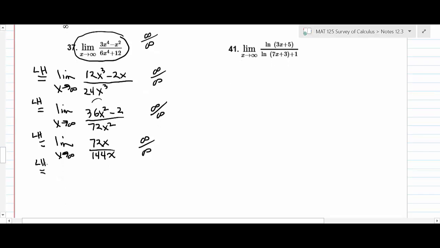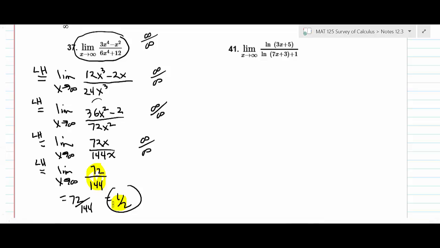Okay, so now we do L'Hopital's rule. So what's the derivative of top and bottom now? 72 over 144. Now the limit of a constant is what? Just a constant. So the answer is 72 over 144, which reduces to 1/2. Don't forget this, the limit of a constant is the constant. Because if you graphed 72 over 144, all it is a horizontal line. And if you're going to infinity, it's going to remain at 1/2. It's not going to change. So I did L'Hopital's rule 4 times. Okay, let's look at this next one here.